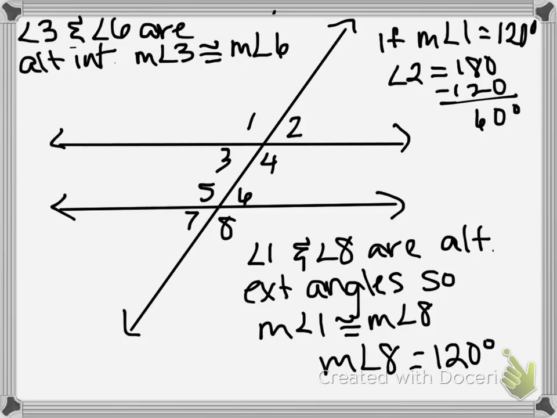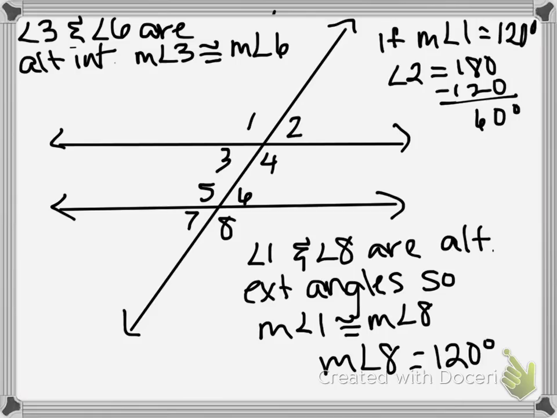If we use that same information, the measure of angle 1 and angle 8 are alternate exterior, meaning that they're on the opposite sides of the transversal on the outside. So the measure of angle 1 and the measure of angle 8 are going to be congruent. Therefore, the measure of angle 8 is also 120 degrees.